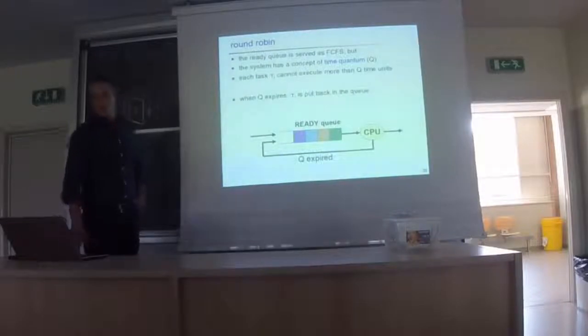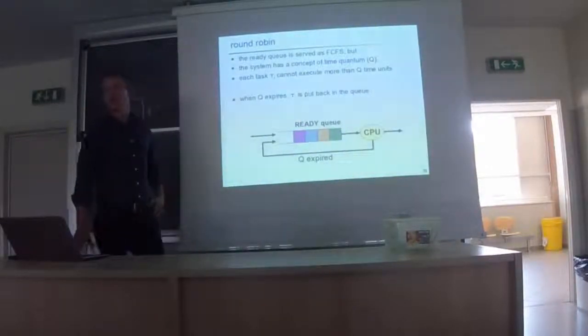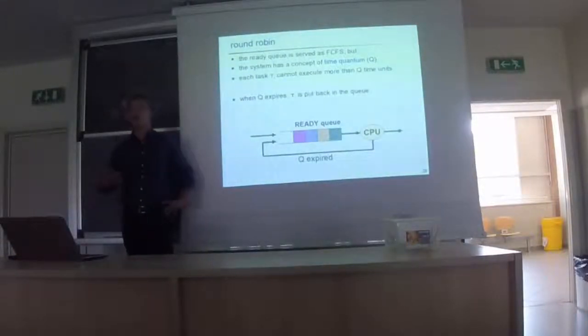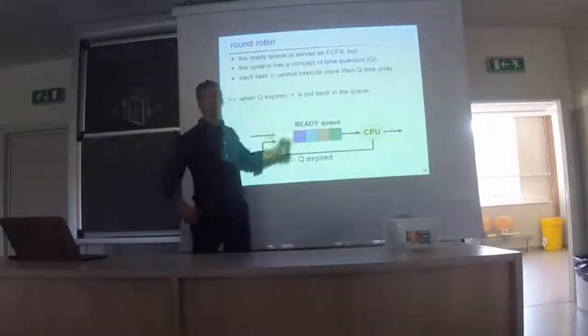The round robin is similar to the FCFS, only we said we have a time quantum that when it expires, we basically preempt the running task and put it back into the queue.